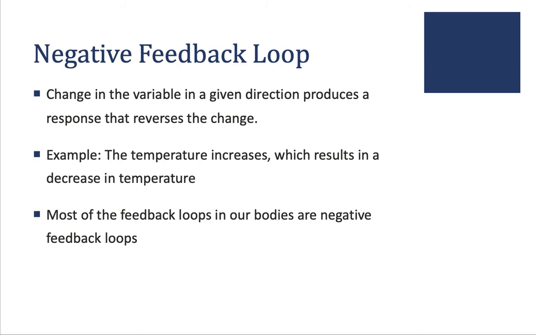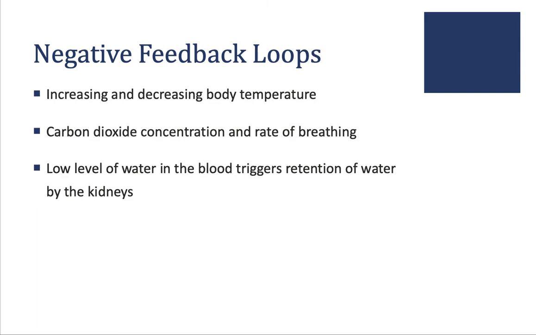So a negative feedback loop is when a change in a variable in a given direction produces a response that reverses that change, so it pushes it in the opposite direction in order to keep it within that normal range right around the set point. And again, most of the feedback loops in our bodies are negative feedback loops. So here are some examples. These are some of the ones I've already talked about, right? Increasing and decreasing body temperature, carbon dioxide concentration, and our rate of breathing.